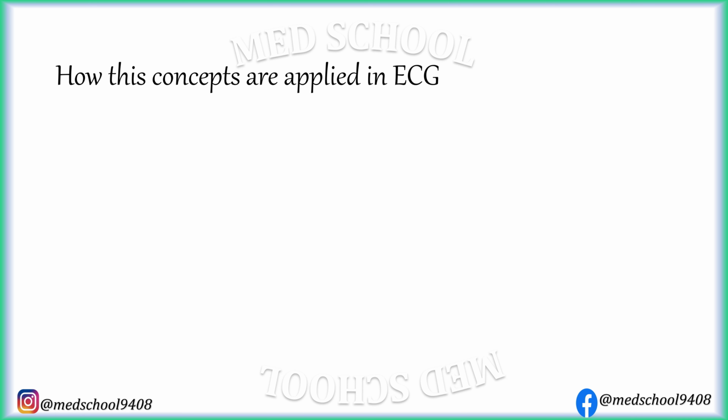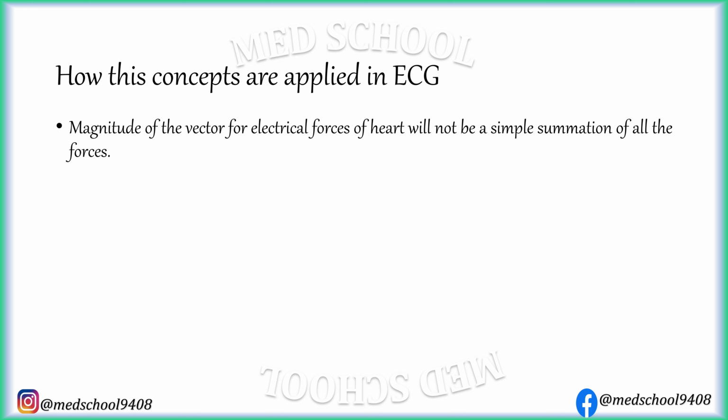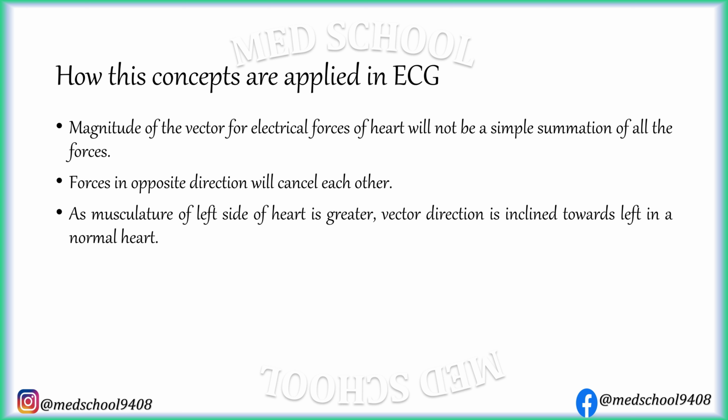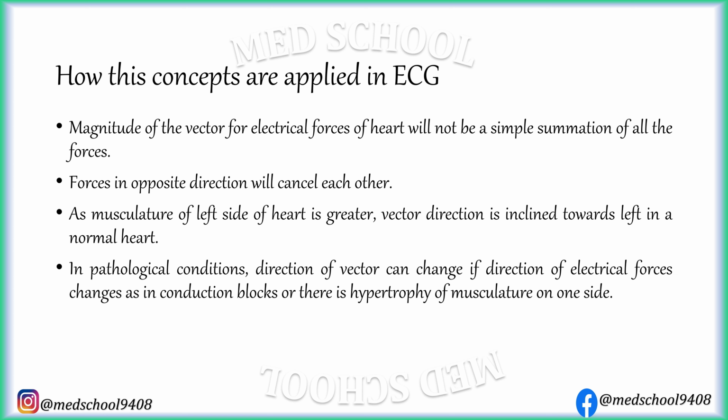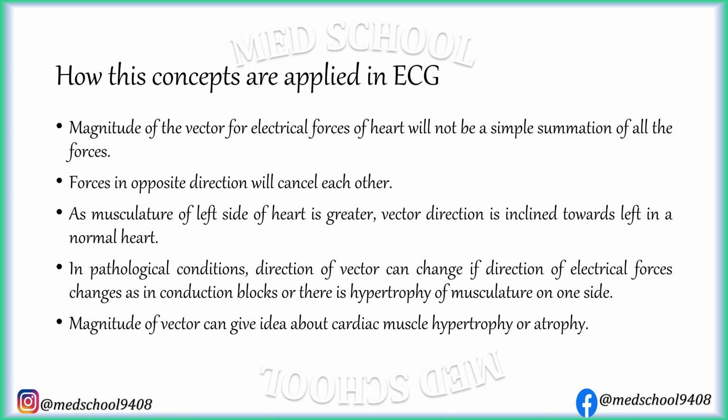So how are these concepts applied in ECG? Magnitude of vector of electrical forces of heart will not be simple summation of all the forces. Forces in opposite direction will cancel each other. As musculature of left side of heart is greater, vector direction is inclined toward left in normal heart. In pathological condition, direction of vector can change if direction of electrical forces changes, as in conduction block or in hypertrophy or atrophy of heart chambers. Magnitude of vector can give idea about cardiac muscle hypertrophy or atrophy.